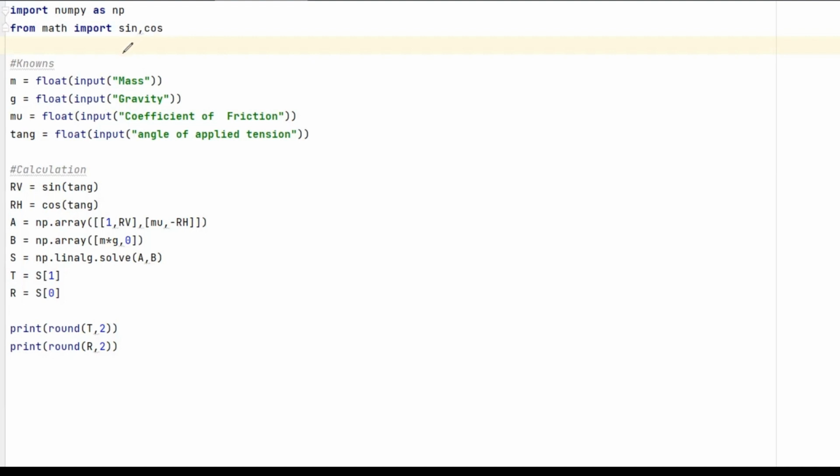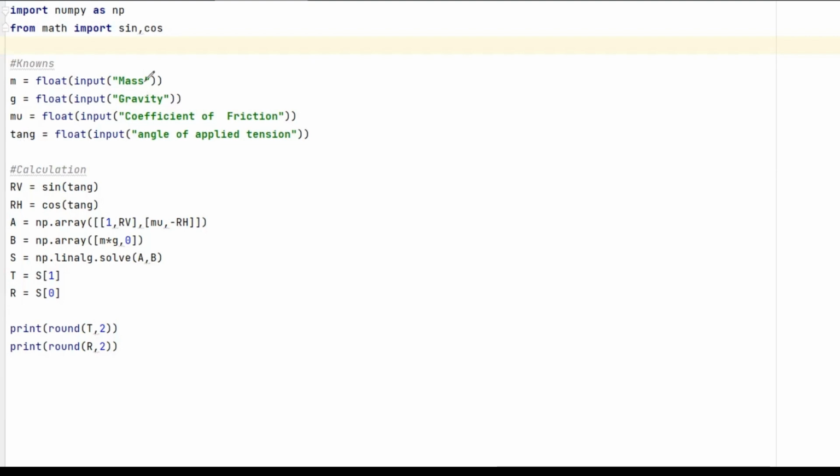Now, in terms of the knowns, the 3 components of mathematical modeling are the knowns, the calculation, and the output. We know mass, we know gravity, and we know the coefficient of friction. But we also know the angle of applied tension, which I'm calling Tn, so tension angle.